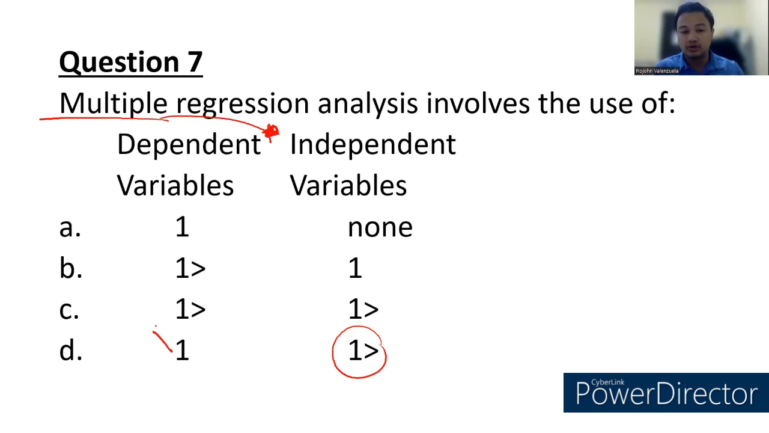Halimbawa, yung total cost mo, which is dependent variable, related ba siya doon sa mga raw materials used sa production? So, one dependent variable, pero pwedeng many independent variables, kasi siya ay multiple regression. Pag 1:1, simple yun. Isang X at isang Y.